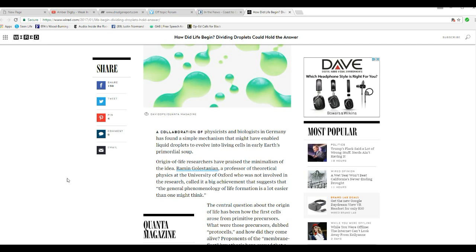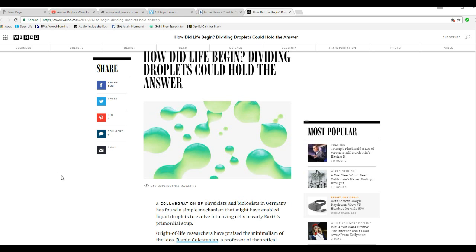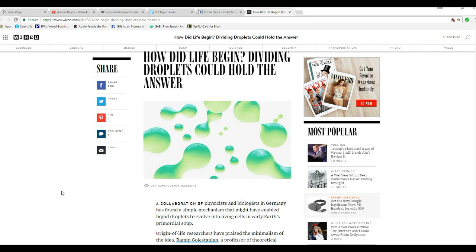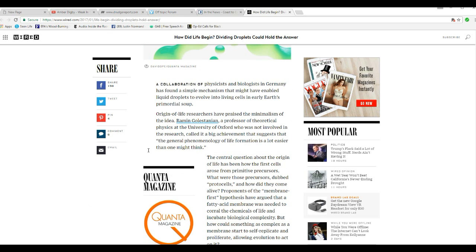The story is about how did life begin? Dividing droplets could hold the answer. Really? A collaboration of physicists and biologists in Germany have found a simple mechanism that might have enabled liquid droplets to evolve into living cells in early Earth's primordial soup. Origin of life researchers have praised the minimalization of the idea.